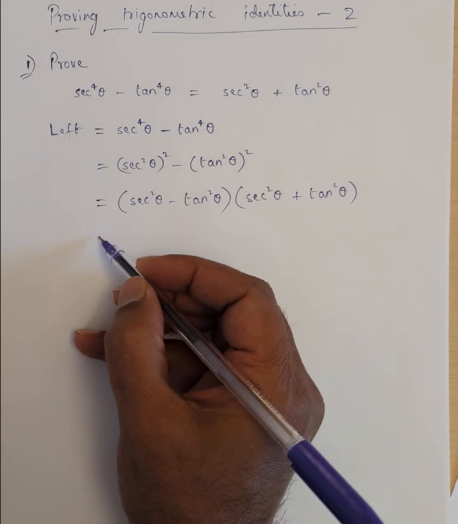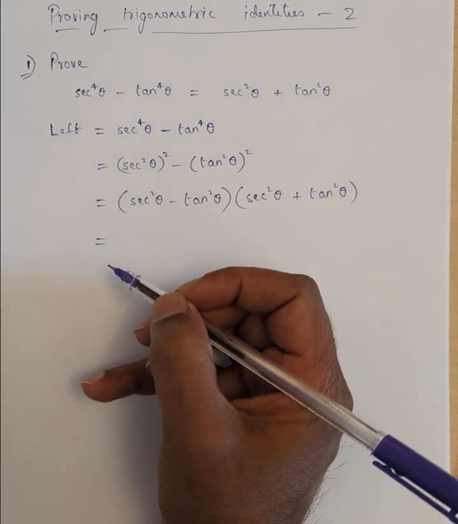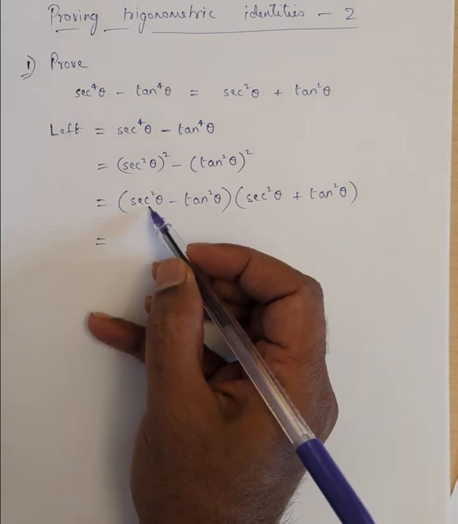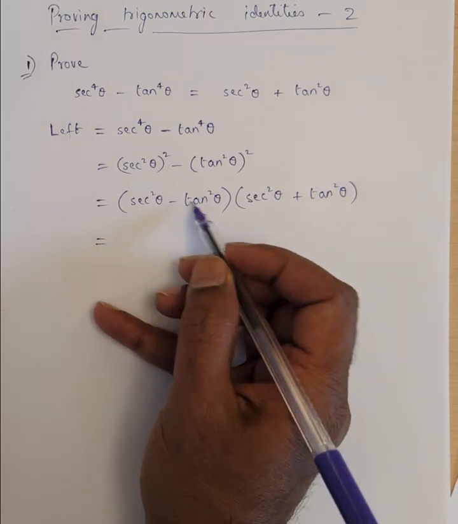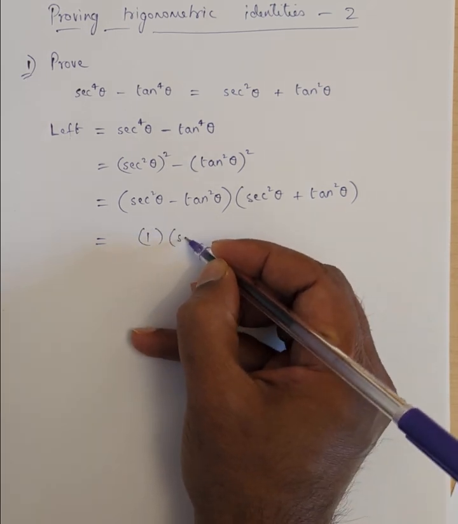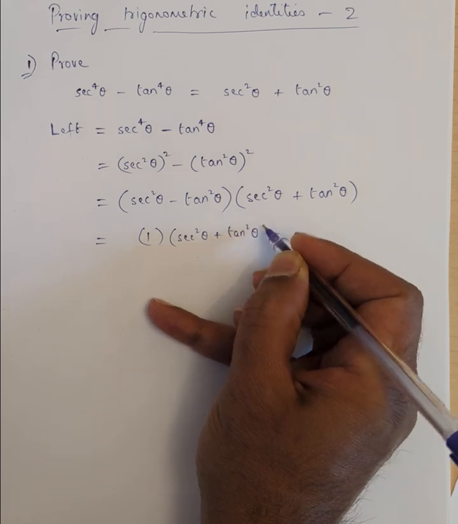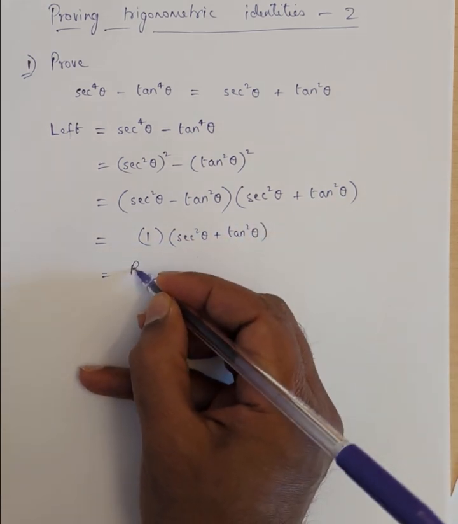So if you remember your Pythagorean identity, secant square equals 1 plus tan square, then you can realize that this first factor is just a 1. So this is 1, and this is secant square theta plus tan square theta. And that is equal to the right side.